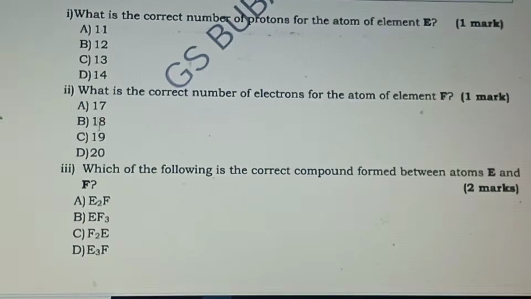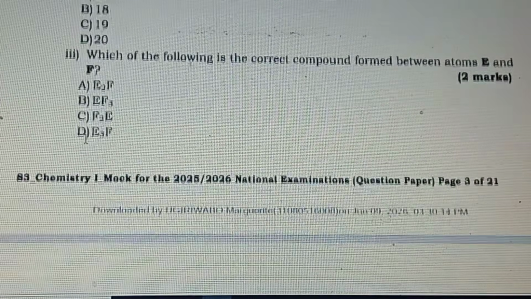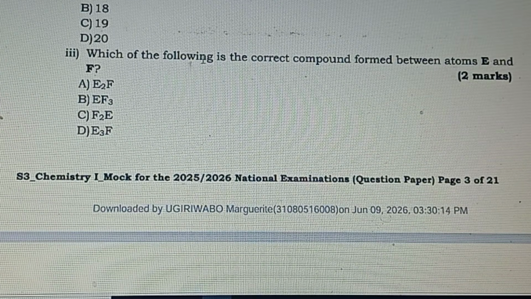II, what is the correct number of electrons for an atom of element F? Also, as I said, the number of protons is equal to the number of electrons, means that the number of electrons of this F is equal to this number of protons. Means that the best option is letter A. III, which of the following is the correct compound formed between atoms E and F?